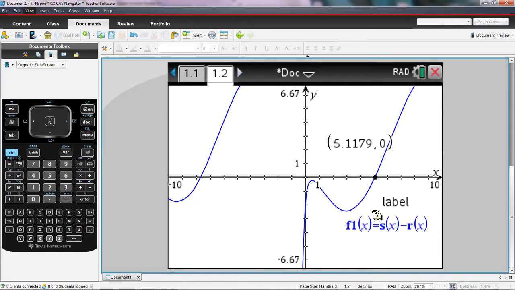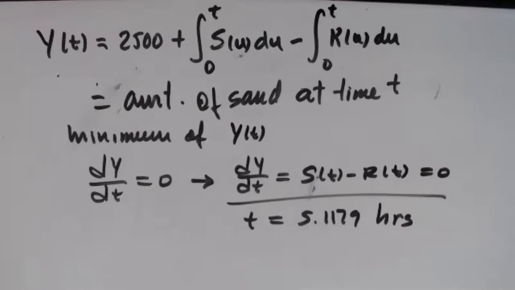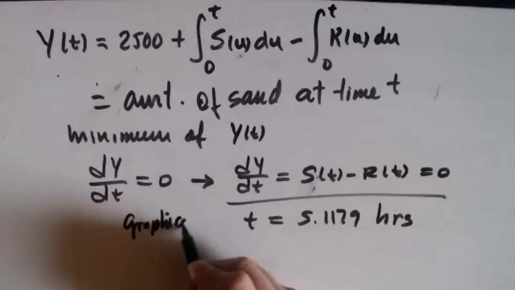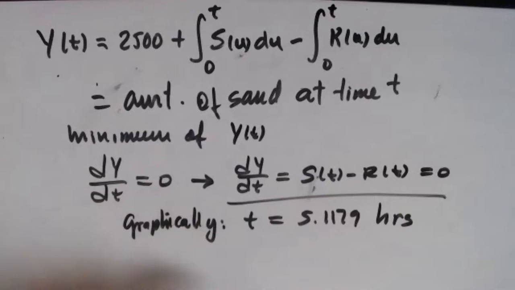So for t equals 5.179 hours, this is what I have. So for the minimum of y of t, I need to solve dy dt equals 0. So dy dt is s minus r equals 0. From the calculator, I put it graphically. You solve this one, and then you know that this is a minimum of y. It's very simple.